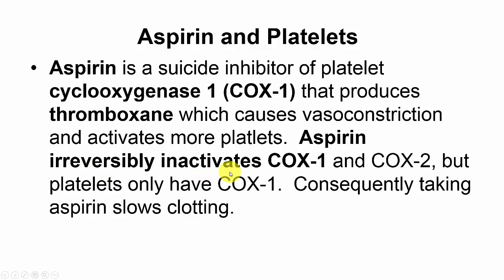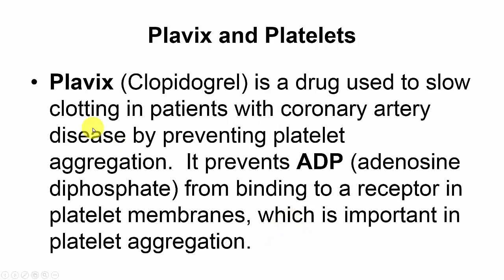Aspirin irreversibly inactivates COX-1 and COX-2. Remember, COX-2 is needed to maintain your intestinal mucosa, and so that's one of the reasons aspirin's hard on the stomach. But platelets only have COX-1. Consequently, taking aspirin slows clotting. And a number of people, older people, tend to take 81 milligrams of aspirin, but they should only do that under certain conditions, as you will probably find out here.